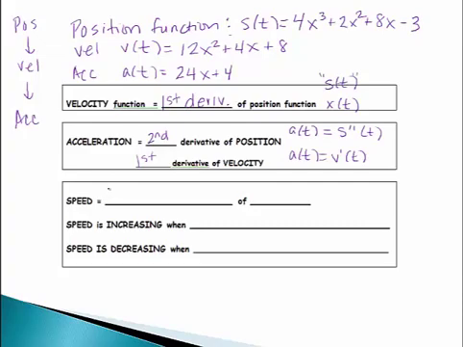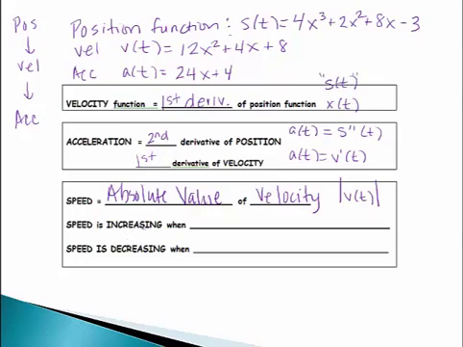Now speed is going to be the absolute value of your velocity. So when we do it on our calculator, we just put absolute value, we put in our velocity function, and voila, calculator does it for us. If we have to do it by hand, we want to actually go through and figure out the velocity function, plug in a value for time, and then remember to take the absolute value. But we'll find out if speed is increasing or decreasing depending on what the values are for velocity and acceleration.